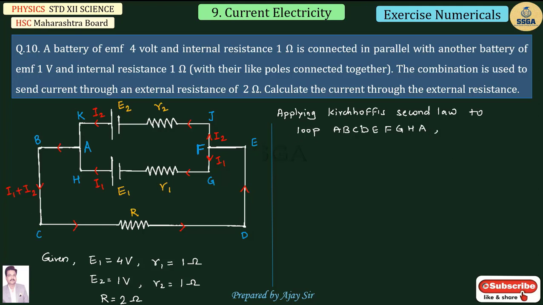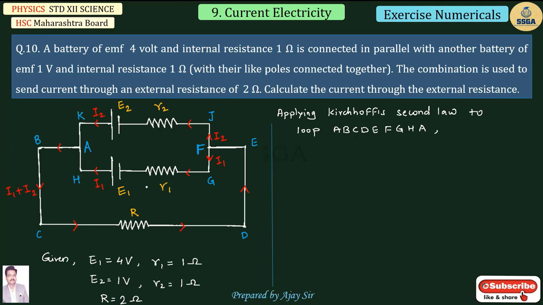Before applying Kirchhoff's second law, let us discuss what Kirchhoff's second law is. Kirchhoff's second law states that the algebraic sum of potential difference and EMF across a loop is 0. The sum of potential differences across resistances and the EMFs in a closed loop is equal to 0. So this is Kirchhoff's second law. It is also called the voltage law.